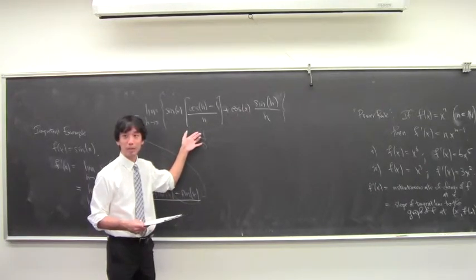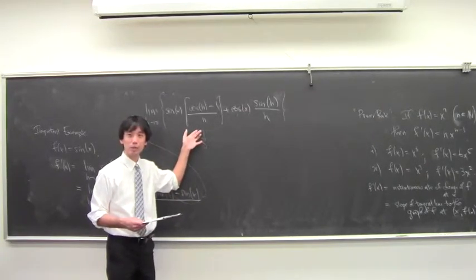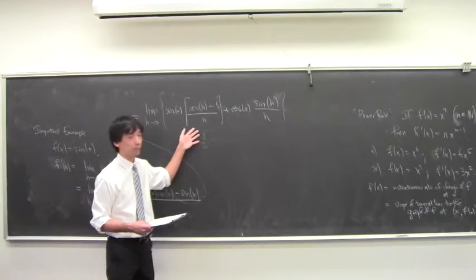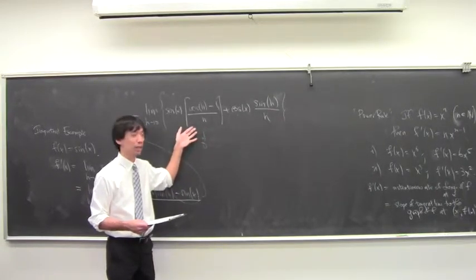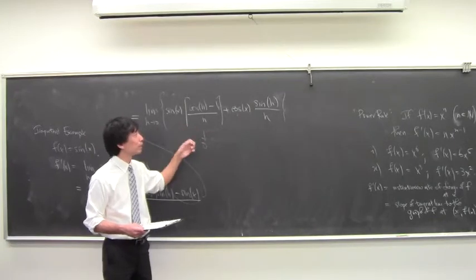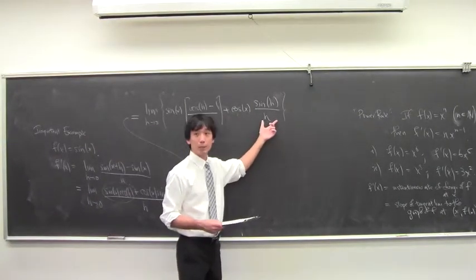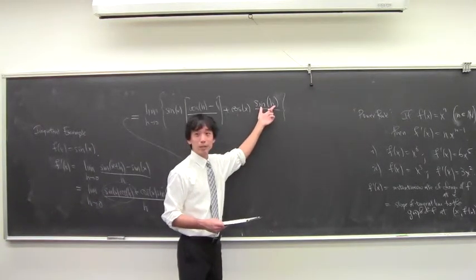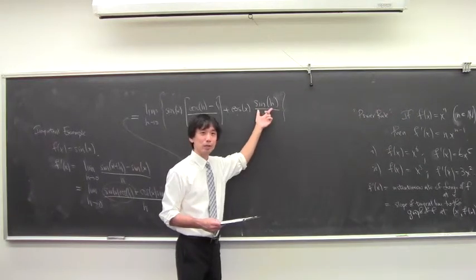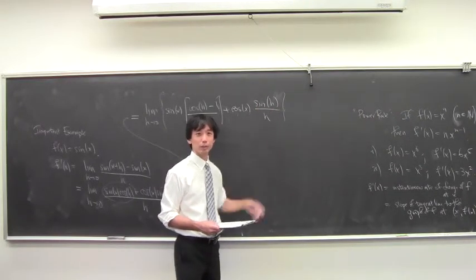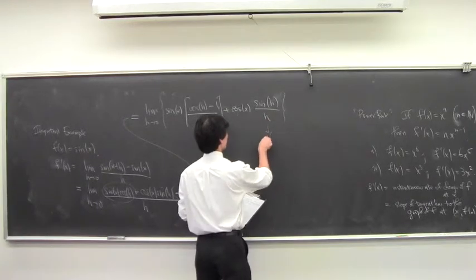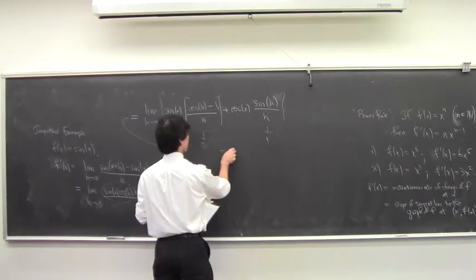You can look back in the squeeze theorem section. This is one of the things in the squeeze theorem section. What about this one? Well, sine h over h, we actually saw this one in the squeeze theorem section. This one goes to 1. Right? This one goes to 1. And so what you end up with is cosine x.